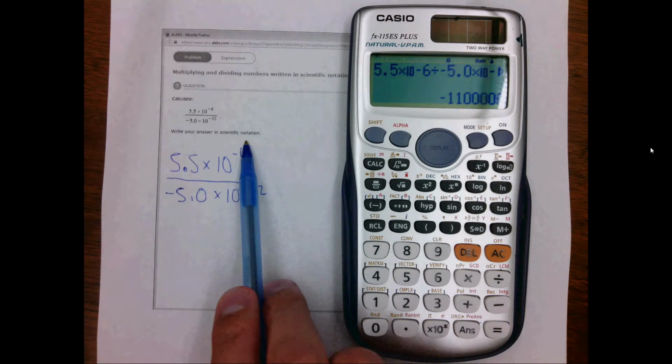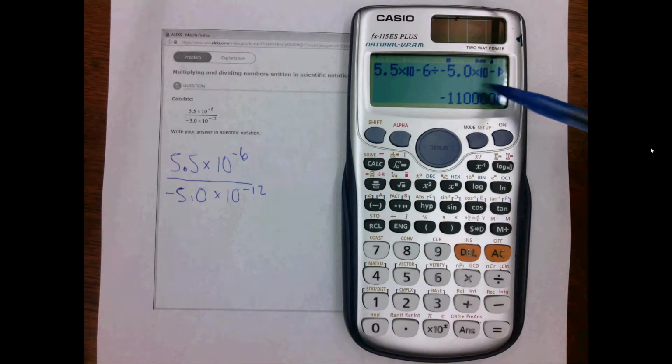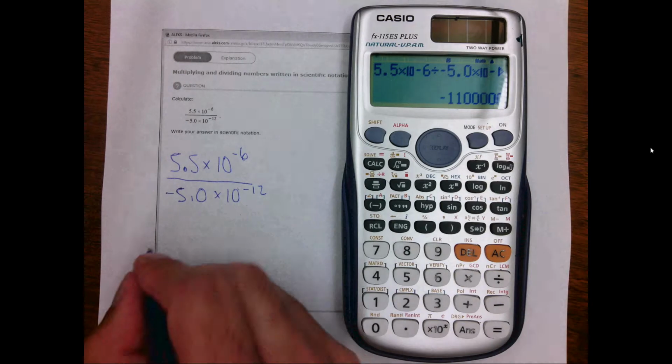You'll notice that we get the answer, but it asks us specifically to express our answer in scientific notation. It is not uncommon when you use a calculator to get a whole number or even a decimal number and then have to convert it to scientific notation. So it's important to learn how to do that.